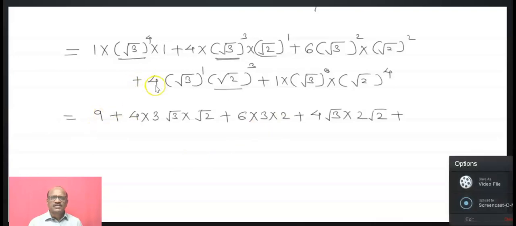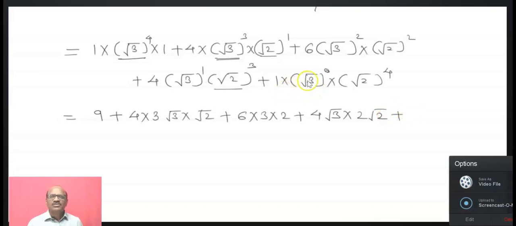See this here again. This is 4. Here is a root 3. Root 2 raised to 3. Therefore, root 2 into root 2 into root 2. Root 2 into root 2, it becomes 2. 2 into root 2. And therefore, this is 2 root 2 plus.